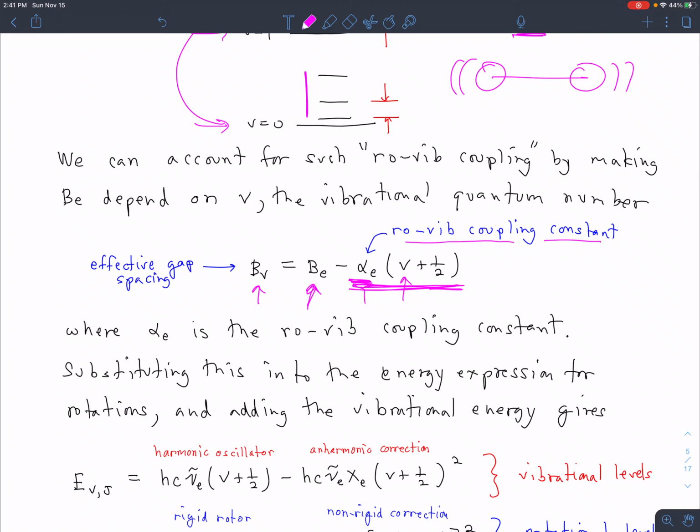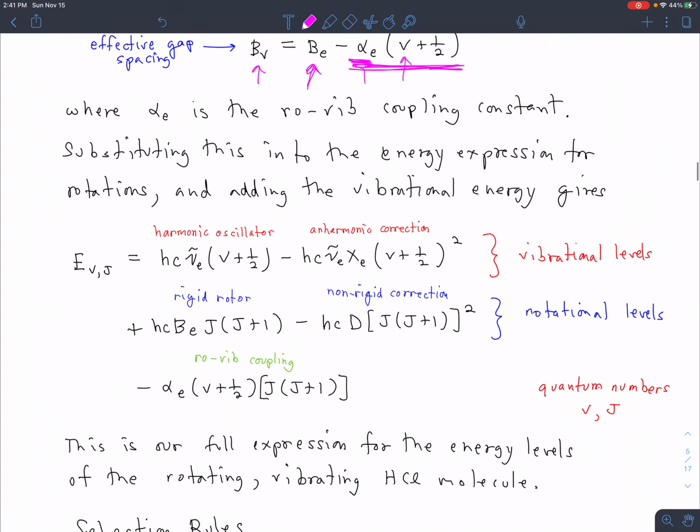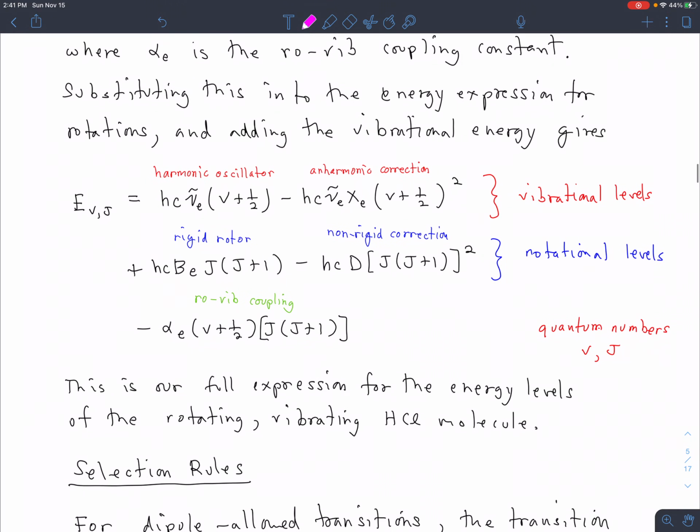It's the thing that accounts for the coupling between rotations and vibrations. Coupling means that the vibrations affect the rotations and vice versa. The rotations affect the vibrations too. All together then, putting everything together, we have an expression for the energy levels for our Ro-Vib molecule, our rotating and vibrating molecule. And I've labeled all the terms here.